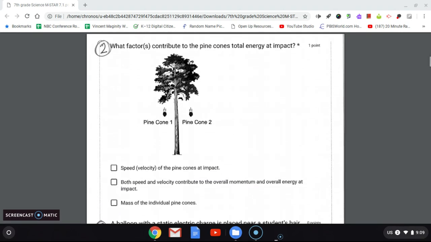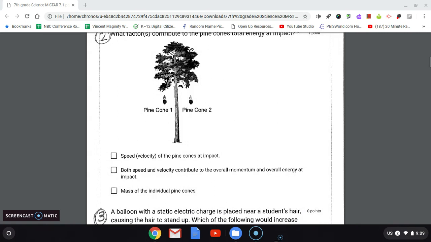Question number 2. What factors contribute to the pine cone's total energy at impact? Speed, which is velocity of the pine cone at impact. Both speed and velocity contribute to the overall momentum and overall energy at impact, or mass of the individual pine cones.